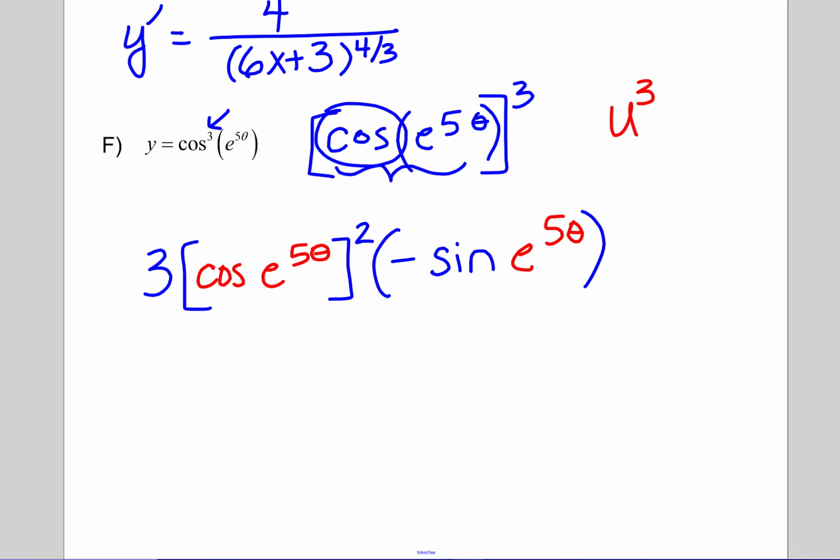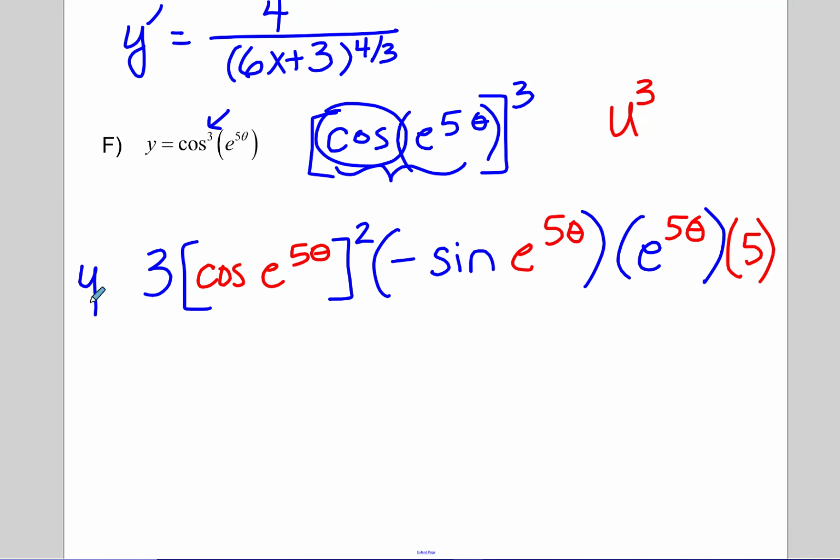Now what's the derivative of e? So the derivative of e is just e. And then finally, here we're holding the 5 theta steady. I'm going to rewrite that in red. So 5 theta. And then the derivative of 5 theta is just 5. You got that? So I had the cube on the outside, that's 3u squared. Then the cosine derivative, that's negative sine. Then the e derivative, that's just e. And then the 5 theta derivative, that's just 5.